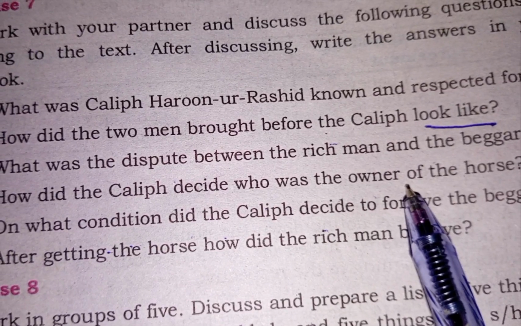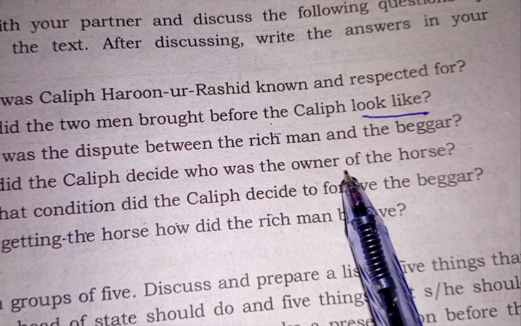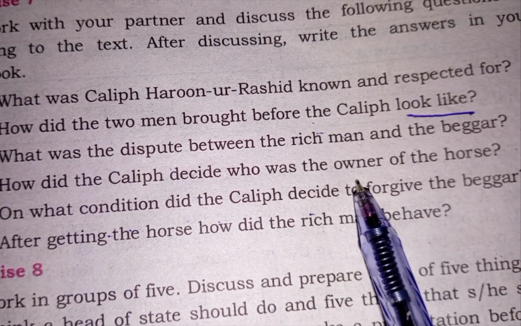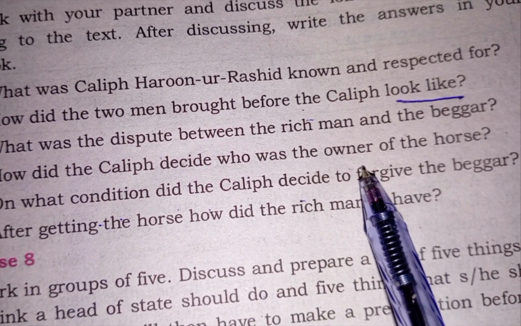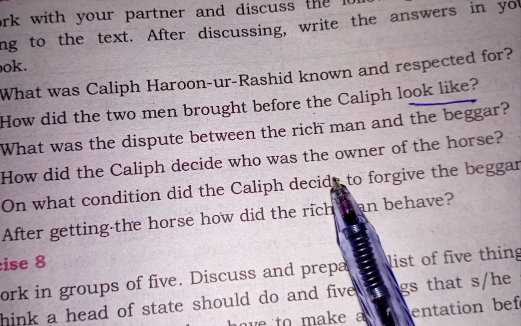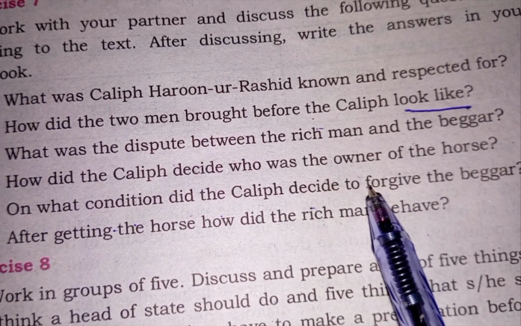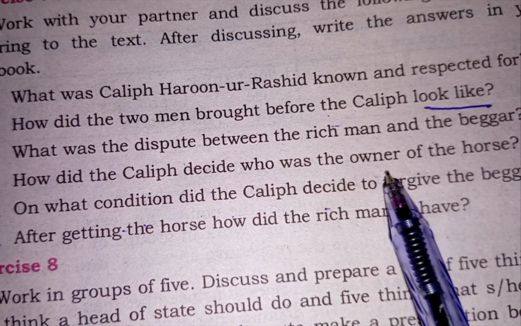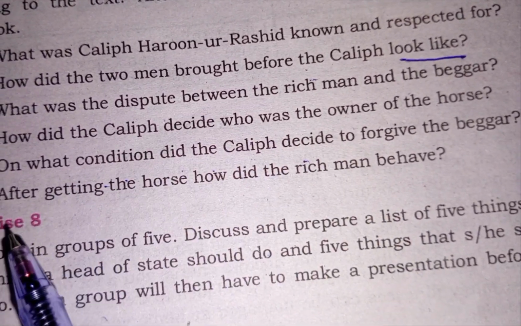As it was feeling very happy at the touch of its master, this snorting of the horse made it clear to the Caliph that the horse belonged to the rich man. So at once he decided the master of the horse is the rich man.